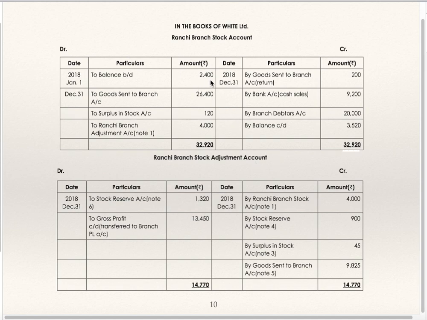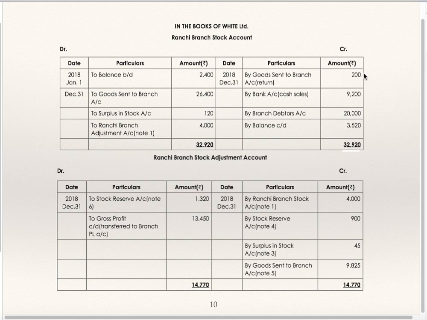Balance brought down 2400. Loading on 2400, 37.5%. Just now we have seen loading is 37.5% of invoice price, or it is 60 upon 160, that is 6 upon 16. So 2400 into 37.5%, it is to be credited to Ranchi branch stock adjustment account by stock reserve 900. To goods sent to branch account 26,400.